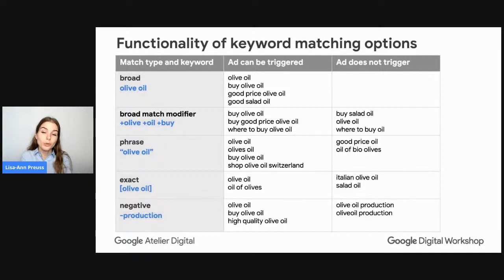There's also the negative keywords, and these can be added with a minus before that word to make sure that when this term is searched for, your ad is not triggered. Again, if we take Mr. Bonelli and he were to add production as a negative keyword, even if olive oil is a broad match keyword, if someone were to search for olive oil in combination with production, the ad would not be triggered.